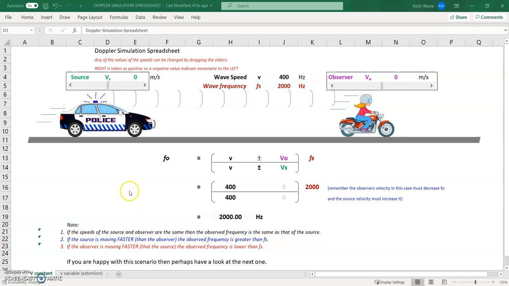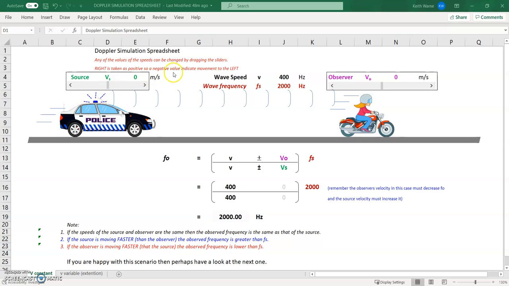So what I've tried to simulate here is a source of a noise, a source of a sound. It's a police car with a siren that's blaring from the top, and these are the waves that are moving across. The person on the motorbike here is supposed to be the observer. At the moment I've got both of them with their speeds set at 0, so they're not moving, although my little picture shows that they're moving. You can set the speeds here by dragging the slider left and right.